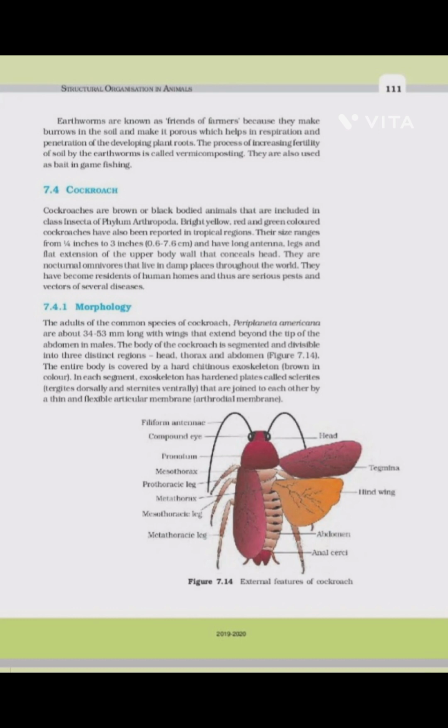Earthworms are known as friends of farmers because they make burrows in the soil and make it porous, which helps in respiration and penetration of the developing plant roots. The process of increasing fertility of the soil by the earthworms is called vermicomposting. This is also used as bait in game fishing.